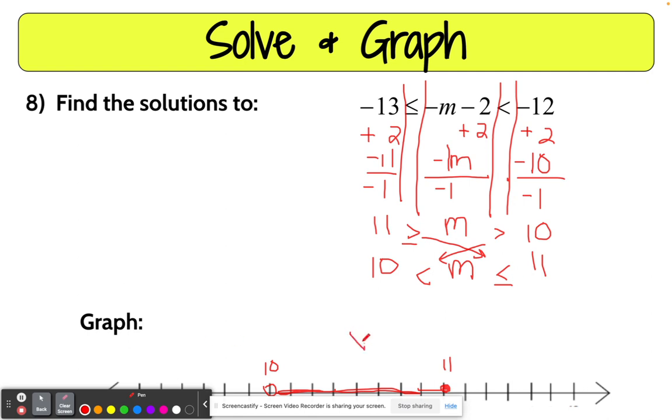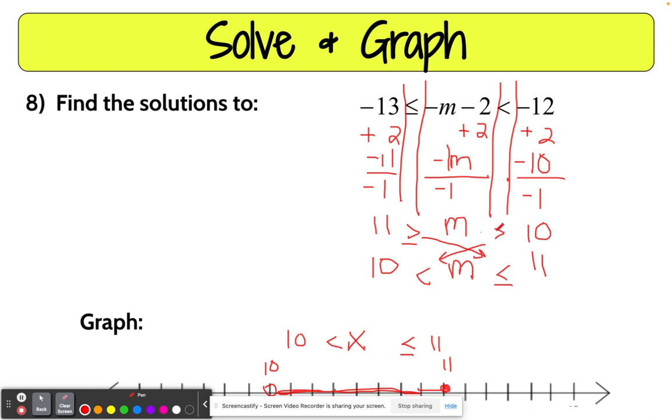If I rewrote it with my graph, I would have my 10. I would have my 11, less than, less than or equal to. My arrows are now pointed to the left the way I like them. I have the open circle at the 10, so I don't have the or equal to with the 10. I have the closed circle with the 11, so I do. So keep that in mind.